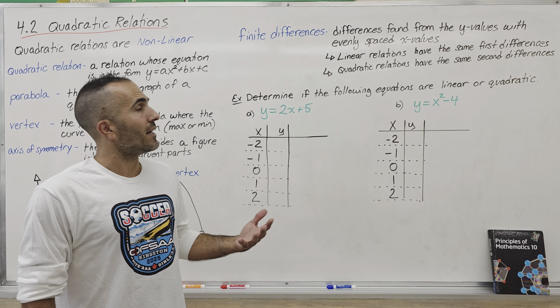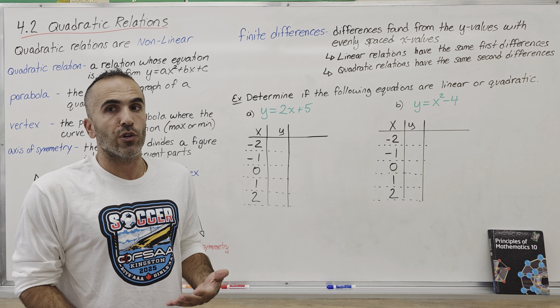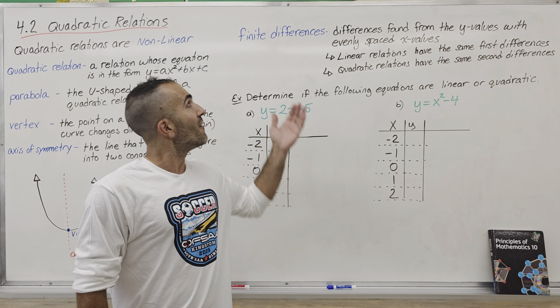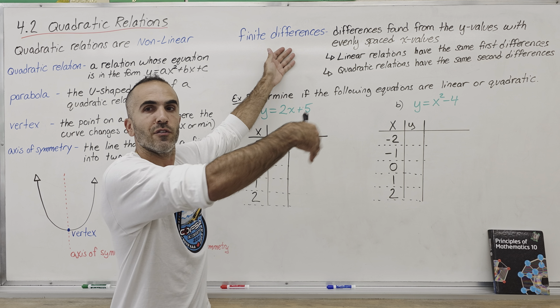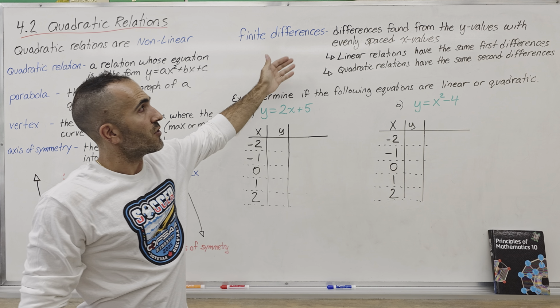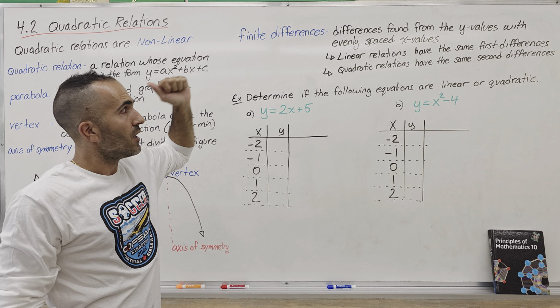Finite differences. In grade 9, to find out if something was a line and you only had a table of values, you could have found the first differences. Like, oh, first differences are the same, therefore it's a line. Finite differences are all differences. First, second, third, doesn't matter. So they're finite, there's not infinity of them. These are differences found from the y values when you have evenly spaced x values.